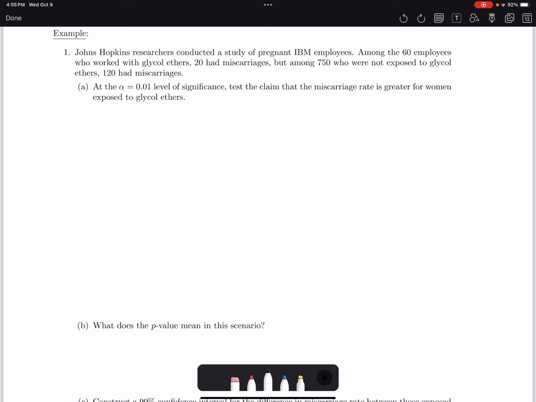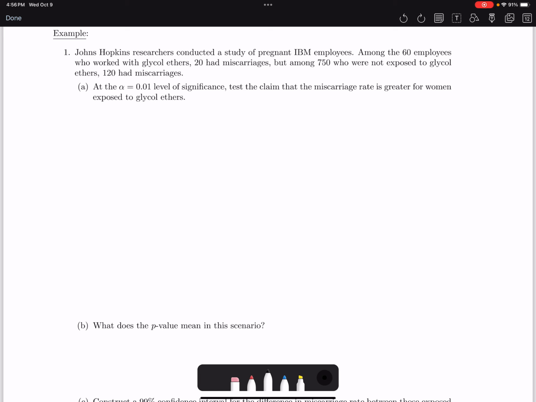But the question is, is that higher than the miscarriage rate among people who are not exposed? Because if it's not, then we don't really have any reason to be concerned. But if it is, then we might want to be careful to avoid glycol ethers, especially if you're a pregnant woman. Anyway, that's what part A asks us to do.